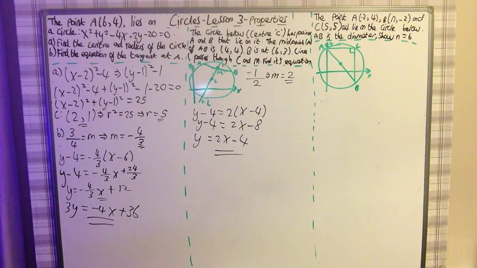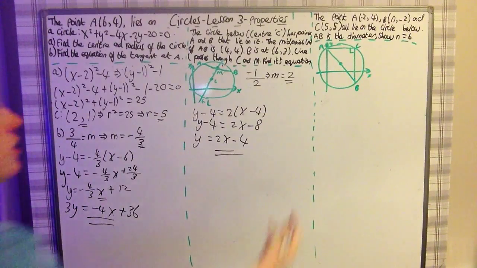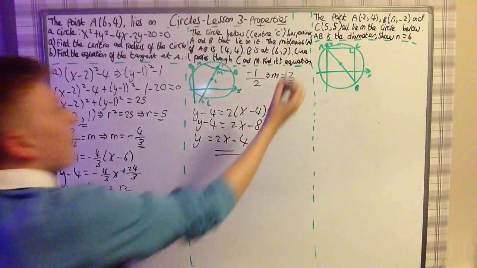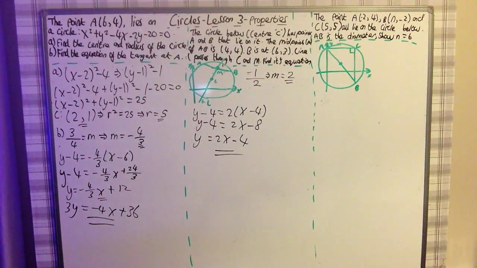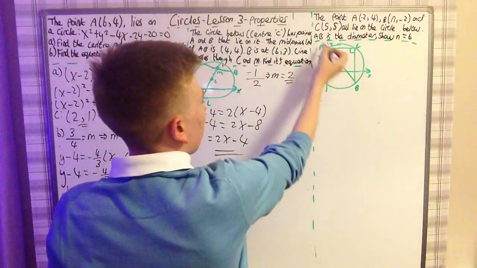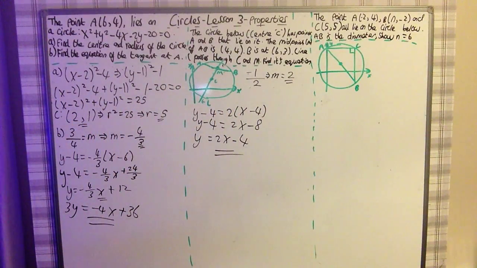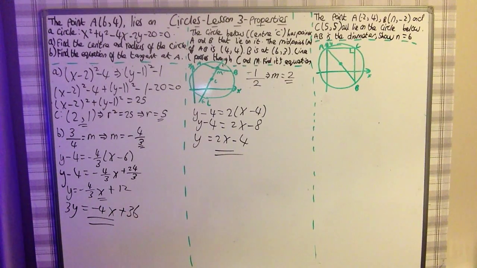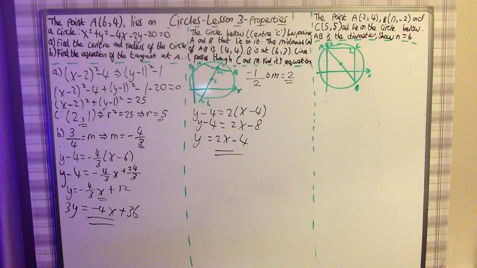Now finally let's go through the third question, which says the points A (minus 2, 4), B (n, minus 2), and C (5, 5) all lie on the circle below. AB is the diameter, and we have to show that n equals 6. So we're showing that n equals 6. That means we're proving. And when we're proving, we have to show each line of working. We have to show every step of the question and how we answer it.